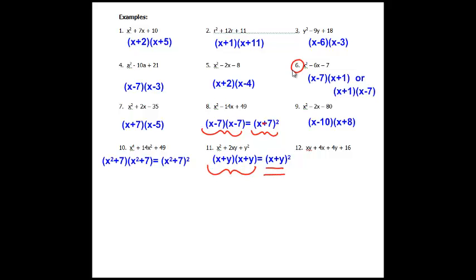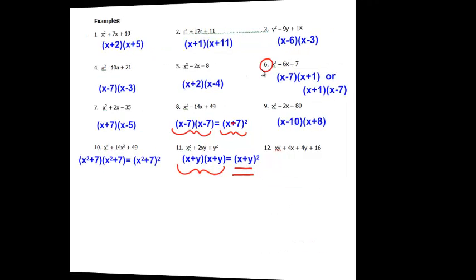In number 12, that one's a little tricky, but I'd like you to keep that as a hot question for tonight, and we will go over it tomorrow. Have a great night.